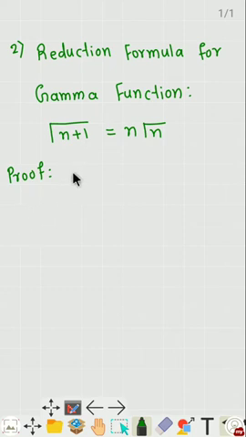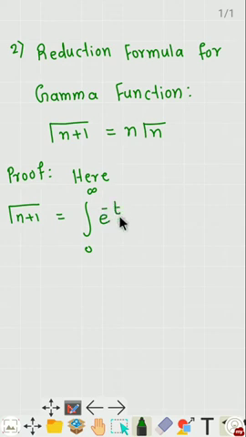So here gamma n plus 1 is equal to integration over 0 to infinity e raised to the power minus t into t raised to the power n dt. Okay, so this will be the definition of gamma n plus 1, if I put n plus 1 in the definition of gamma n.